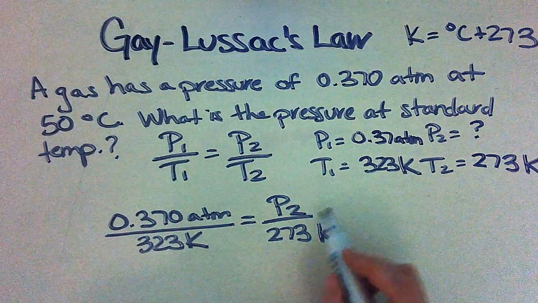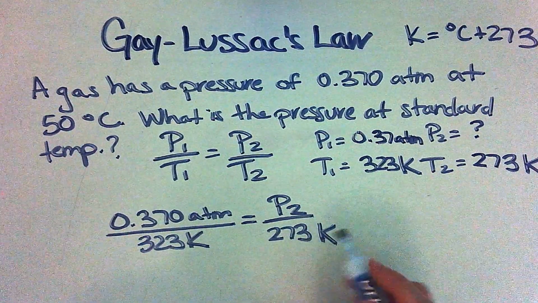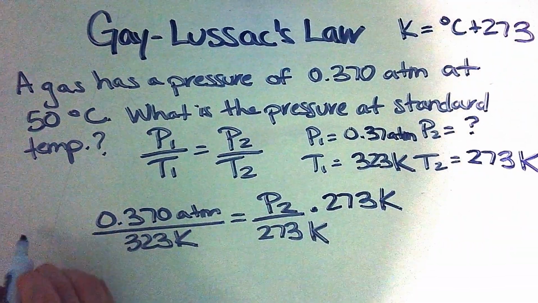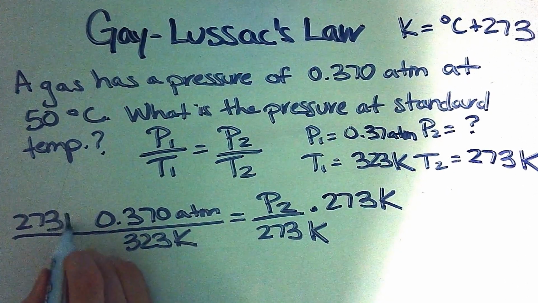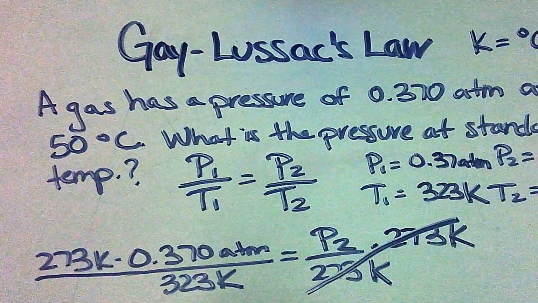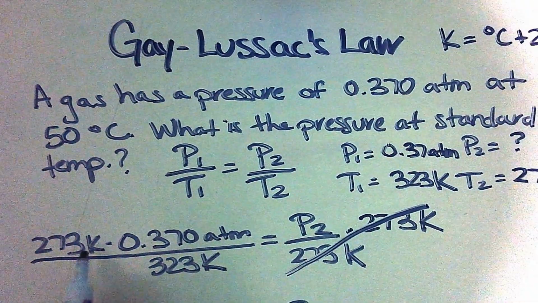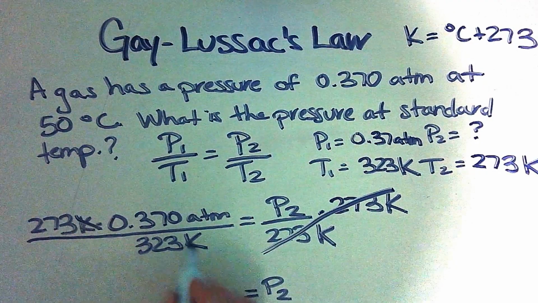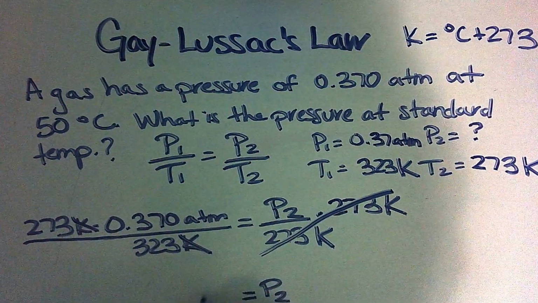So I need to undo what has been done to it. So right now it's being divided by 273 Kelvin. So I'm going to multiply by 273 Kelvin. And what I do to one side, I have to do to the other. And when I multiply on the other side, it goes on top, remember? So when I do that, these cancel out, and I'm left with just my variable. And over here, if I have a Kelvin in the numerator and in the denominator, that unit is going to cancel out. So my unit that my answer will be in will just be atmospheres.